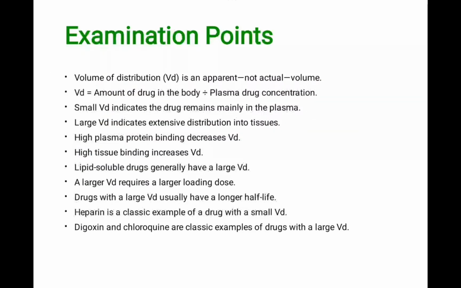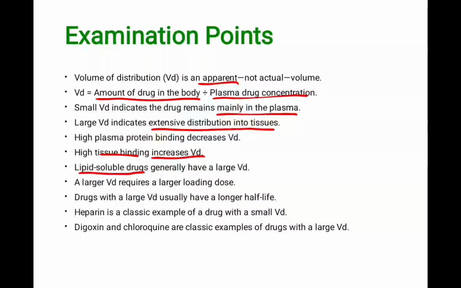So, exam point you need to remember: volume of distribution is an apparent volume and not an actual volume. And the formula for volume of distribution is the amount of drug in the body divided by the plasma drug concentration. A small volume of distribution indicates that drug remains mainly in plasma. A larger volume of distribution indicates that there's extensive distribution of this drug into tissues. A high tissue binding means an increased volume of distribution.